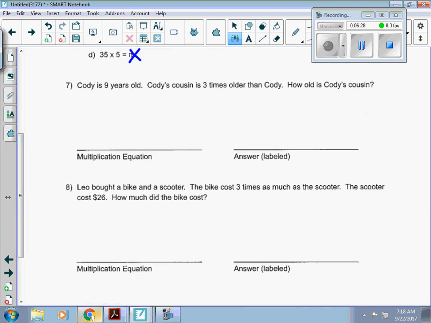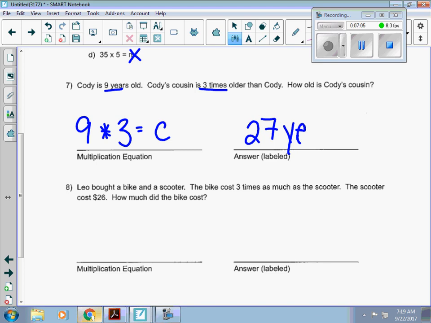Number 7. Cody is 9 years old. Cody's cousin is 3 times older than Cody. How old is Cody's cousin? We need an equation and our answer. Remember, in our equation, we want to check that variable. So Cody is 9, and his cousin is 3 times that. So we have 9 and 3 times to equal Cody's cousin, so we'll put a C. And then we need to do our work to find 9 times 3. Know your fact, then you can write your answer. If you don't, you need to use a strategy to figure it out. But we get that his cousin is 27 years old.